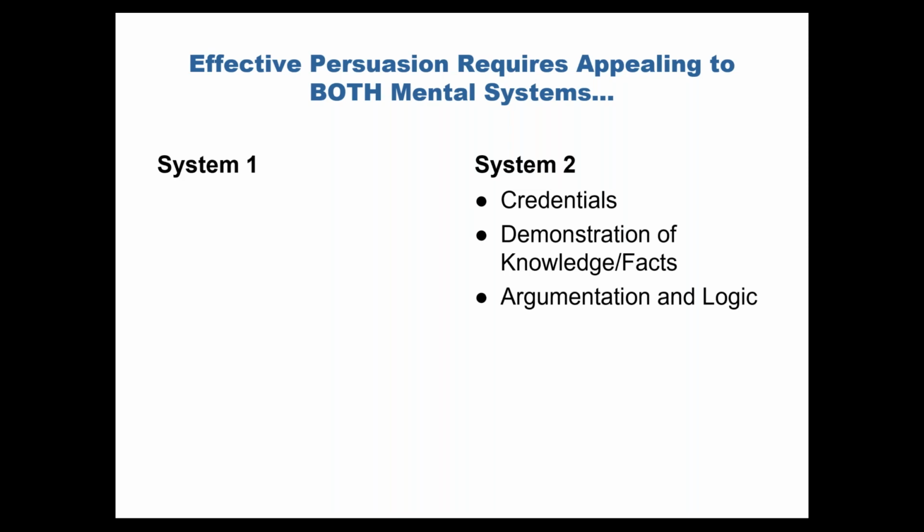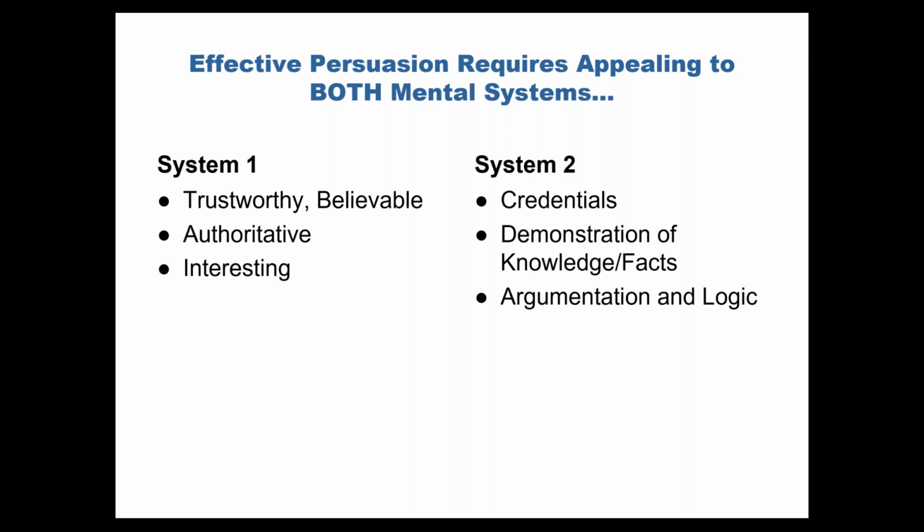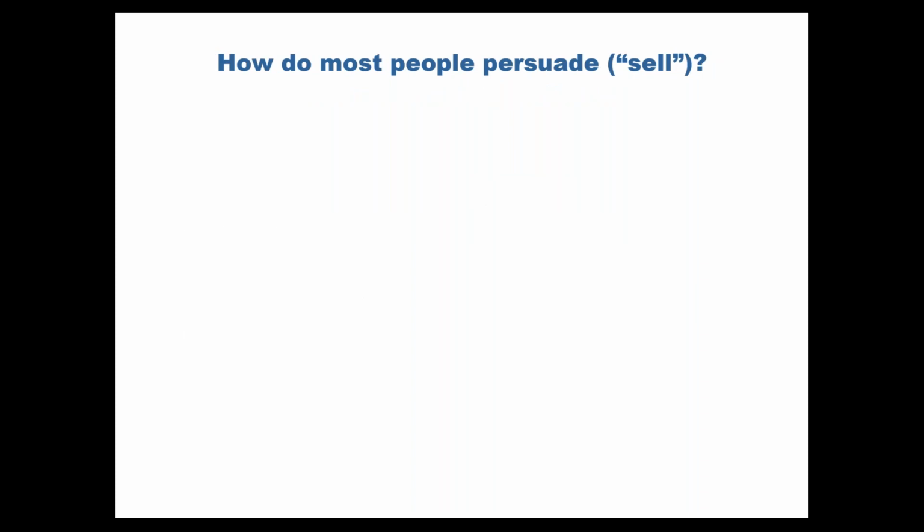You have to do that, but you also have to address system 1. You have to be trustworthy and believable. You have to have some degree of authoritativeness so people will believe you. You have to be interesting. You also have to be, to some extent, sympathetic and safe, and in some cases, funny. So this is a challenge for communicators. You have to simultaneously solve 2 completely different boundary conditions.